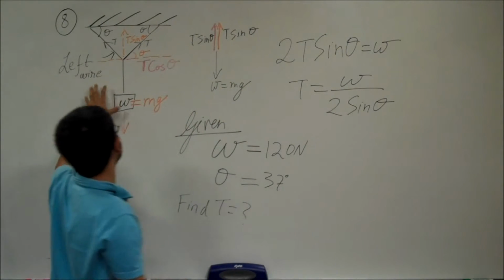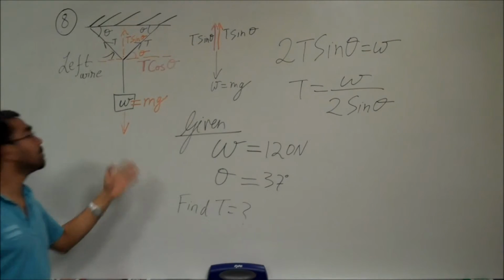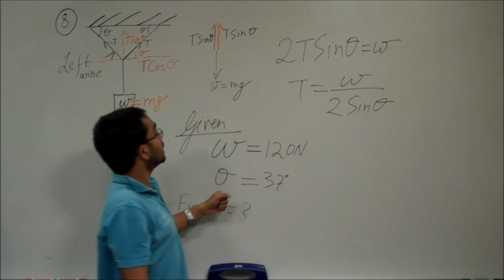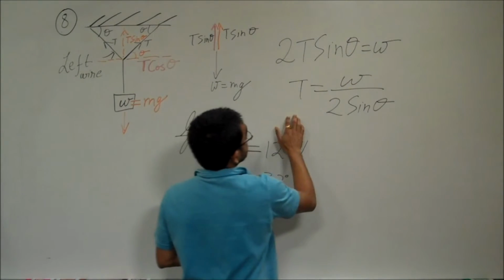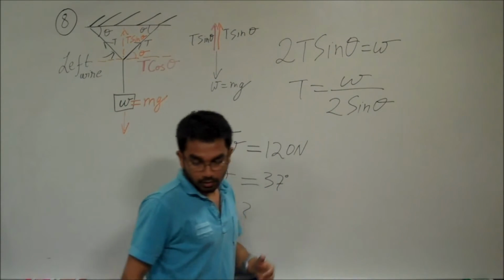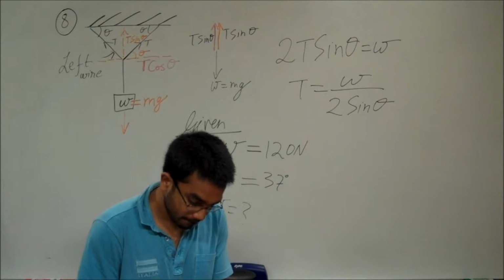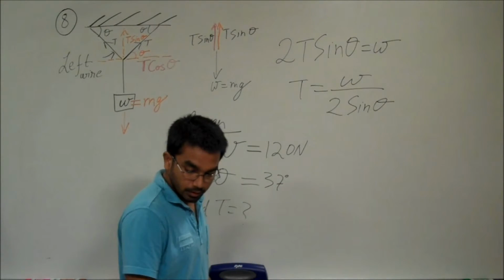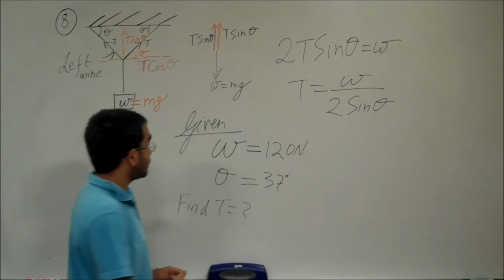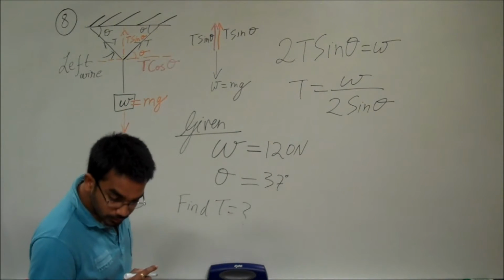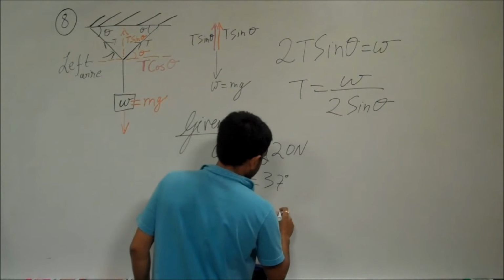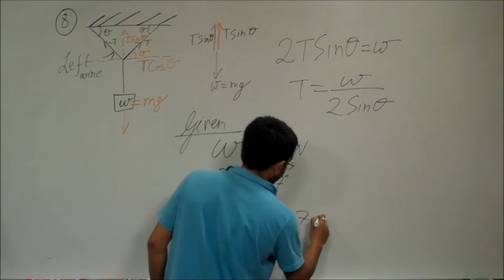So instead of giving you the weight, they could just give you a mass, and you just have to multiply that by g. Okay, so the equation we have is 2T sine theta is equal to W, or T is equal to W by 2 sine theta. Plugging that in, we get tension is equal to 99.7 newtons.